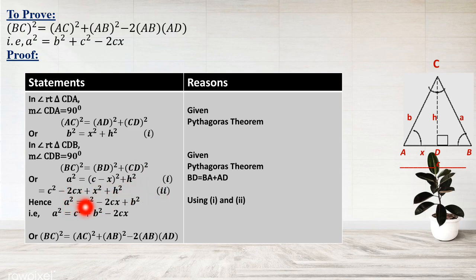Okay students, so now we can say that x square plus h square, by using equation number 1, we have x square plus h square equals b square. So here x square plus h square is replaced with its value b square. Now we have a square equals c square plus b square minus 2cx. Back substitute all the values: A is replaced with its value, c is replaced with its value, b is replaced with its value. So you can see that we have completed the proof of this theorem.